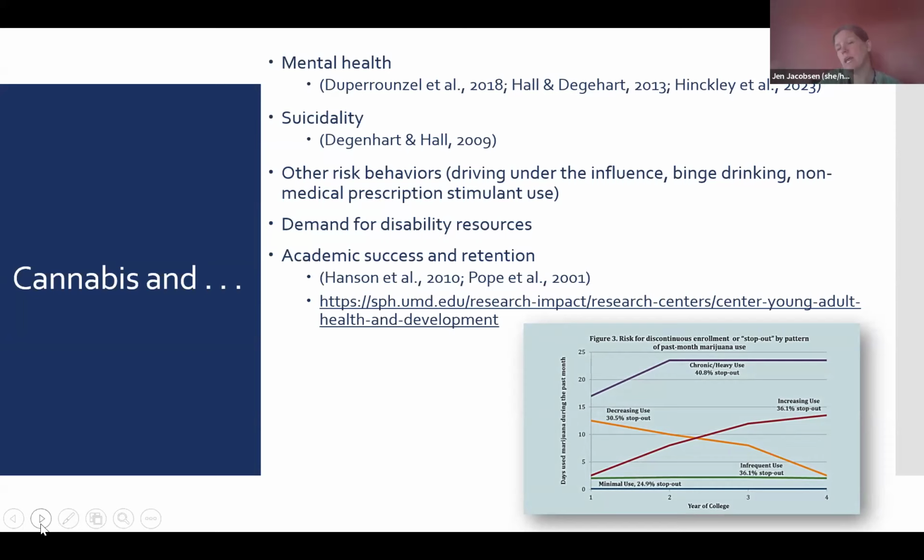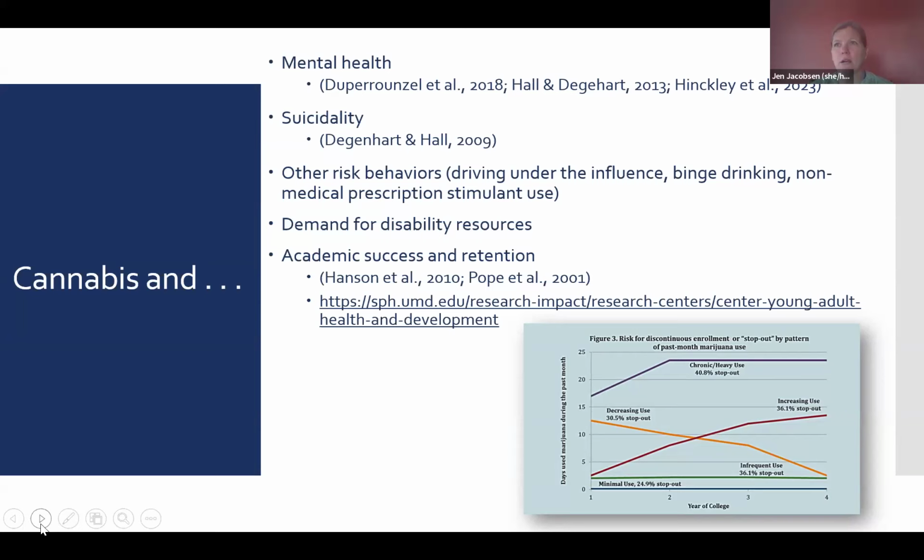What you're looking at is they actually did a longitudinal study of over 1,000 college students. And the very bottom line is what percentage who self-report minimal or no cannabis use stop out from college, taking a semester or more off. Those that report minimal use, it's just under 25%. Those who self-report chronic or heavy use, it is actually about 41%. There's about a 16% difference there.